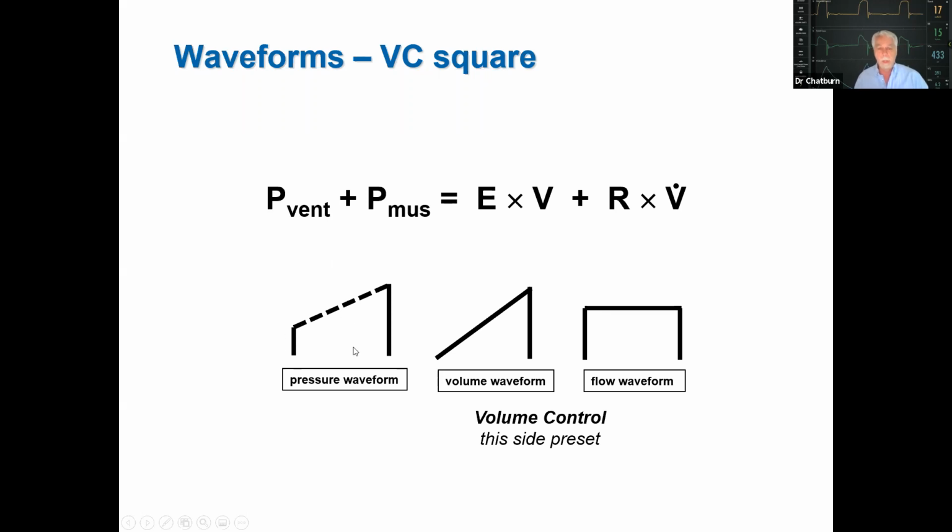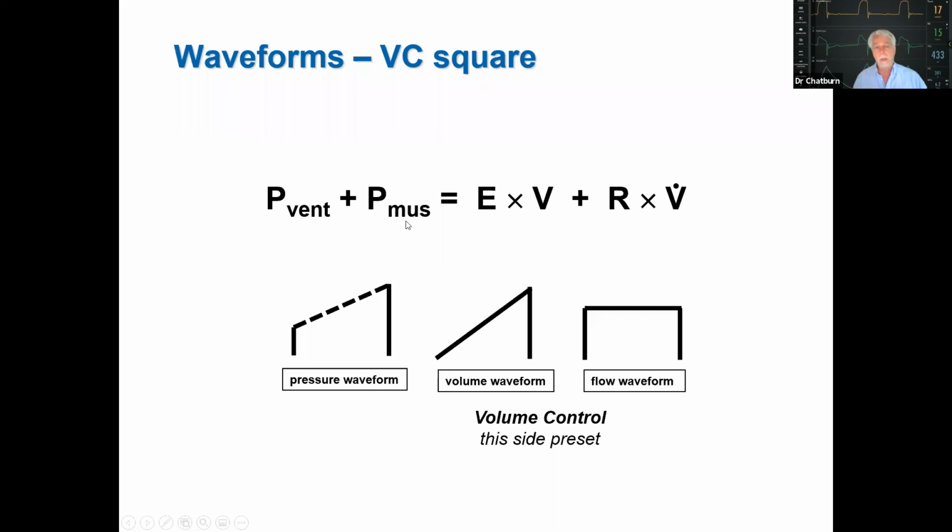And here we see a standard waveform for volume control. This is the imaginary variable that we call muscle pressure. It's the pressure that would have been generated by the ventilator if the patient was connected to a ventilator. Or if not, then obviously you and I right now are sitting here generating some force. We call that muscle pressure with our ventilatory muscles.